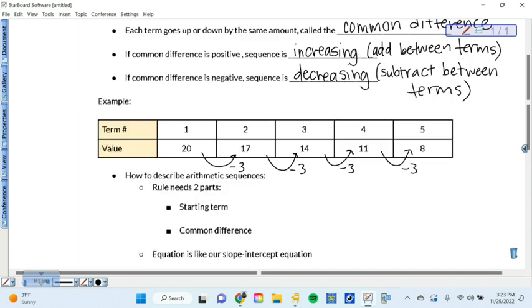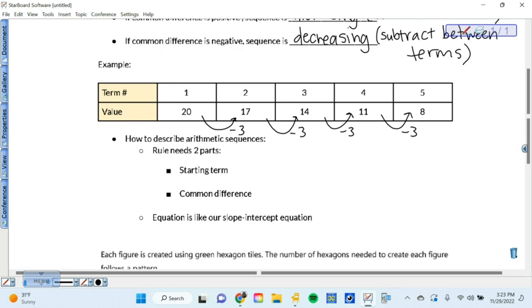That's great. So there are 2 different ways we can think about describing an arithmetic sequence. We can either write a rule or we can write an equation. My rule needs 2 parts. I need my starting term and my common difference. What's my starting term here? 20. It's just my first term. And my common difference? -3, right?